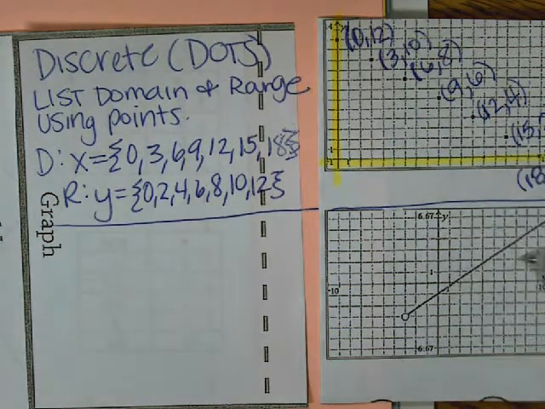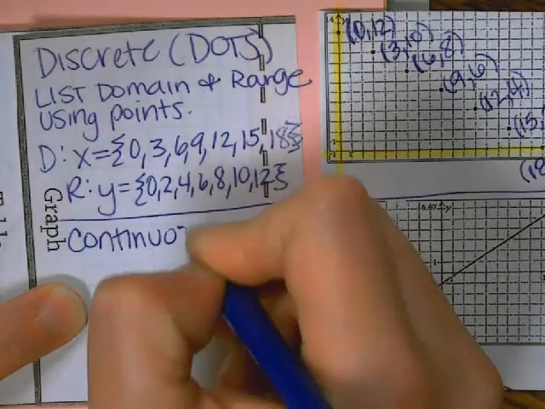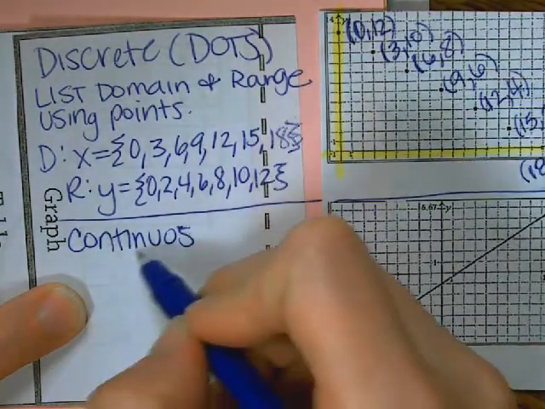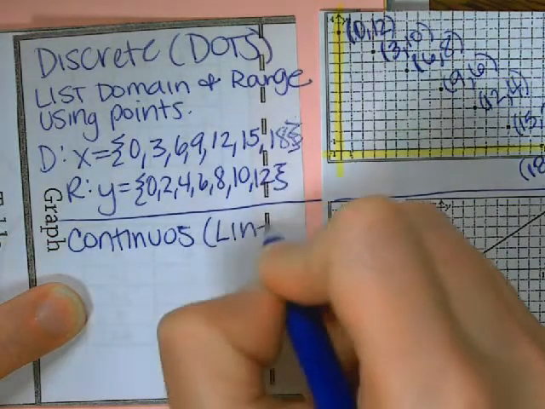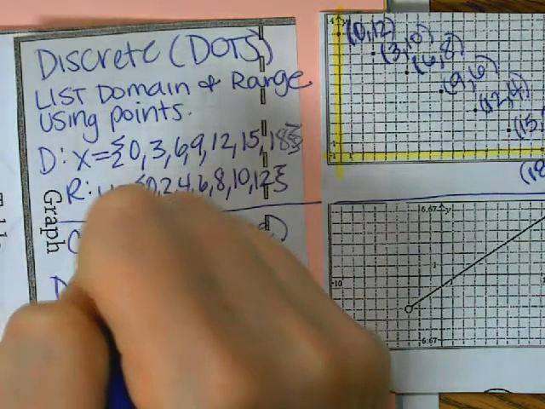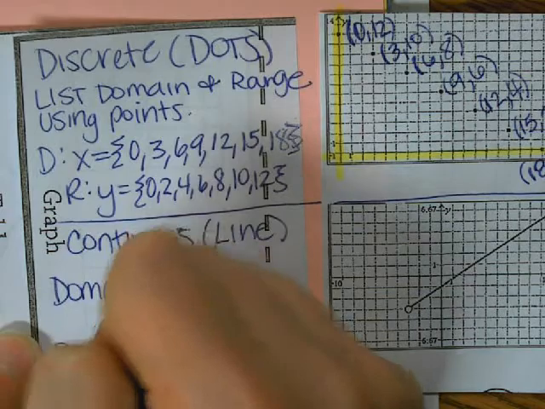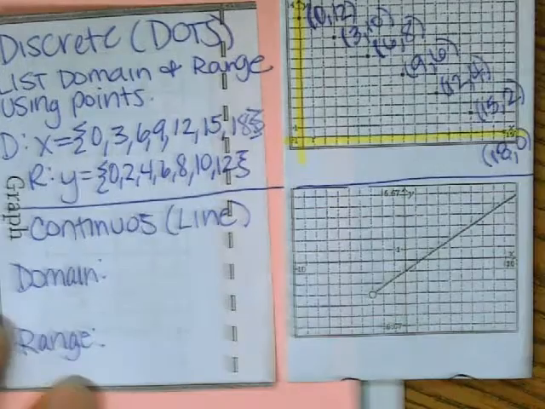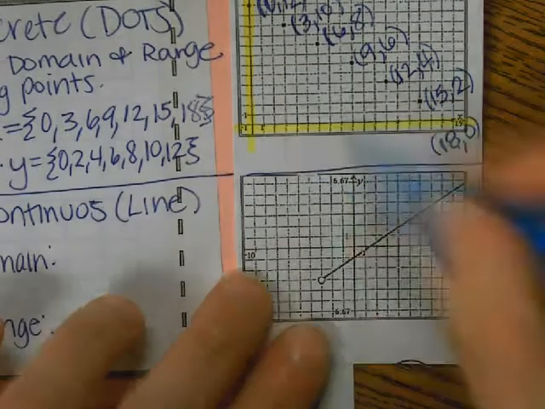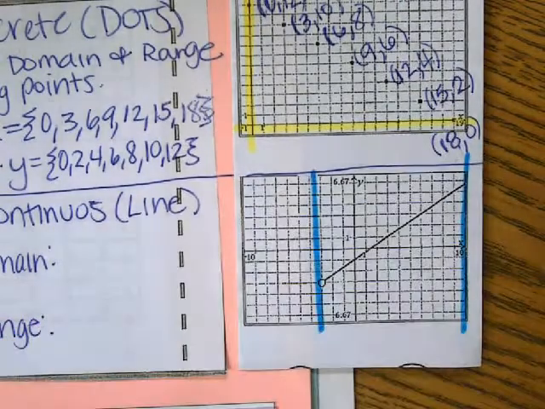Okay, looking at this graph here, it is continuous because it has a line. Continuous. Okay, so make sure I spelled that right. Okay, so continuous because it has a line. So for domain and range, we're going to go ahead and list it using inequalities. So remember, this is where you draw your borders, your sides of your graph. So this starts here and here.